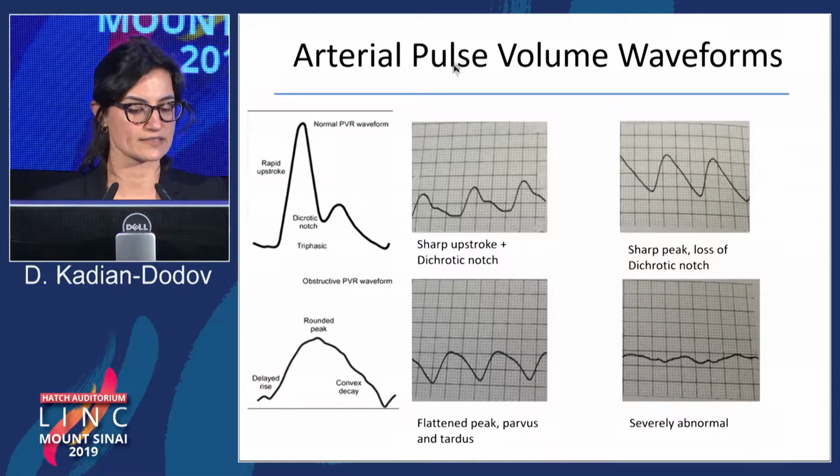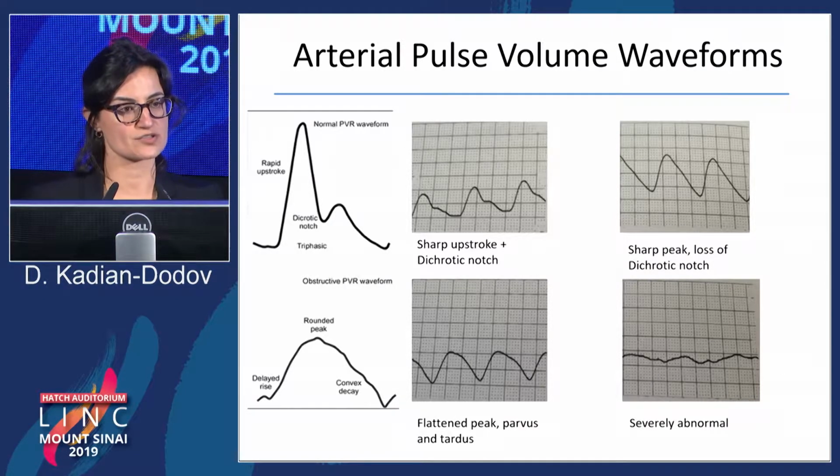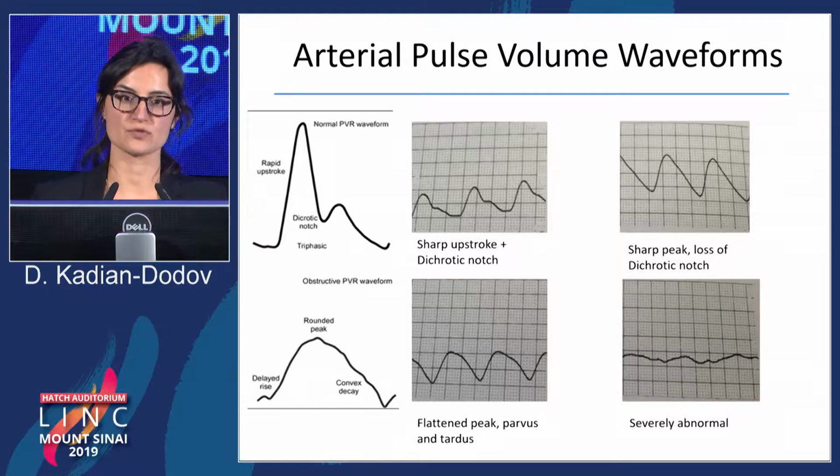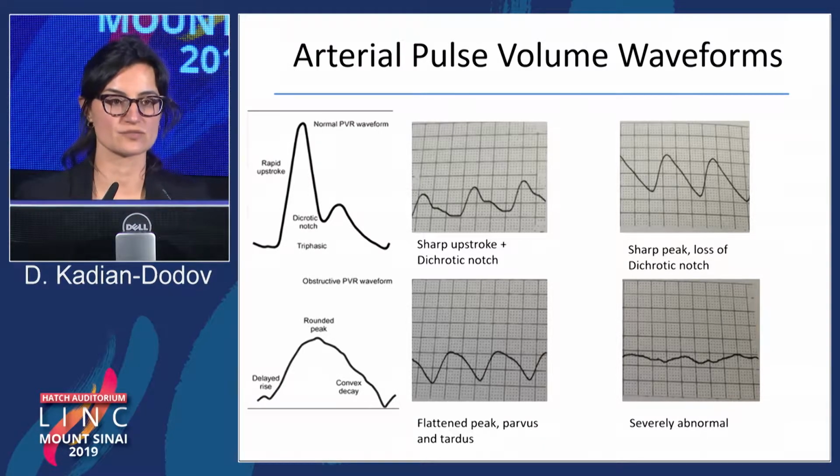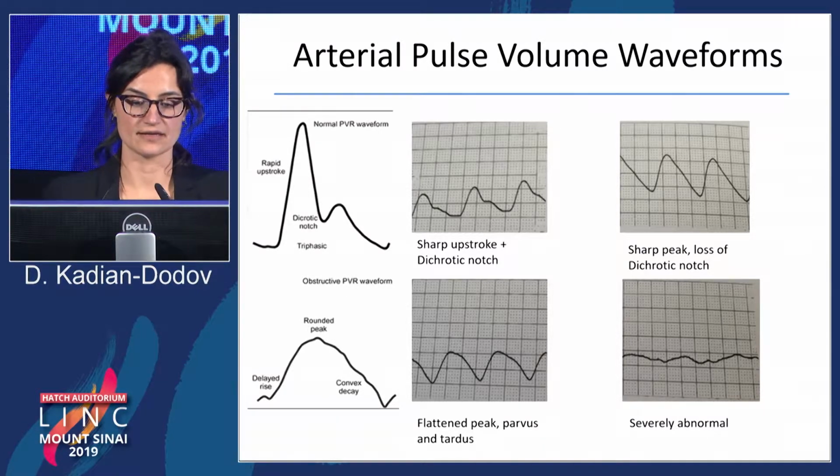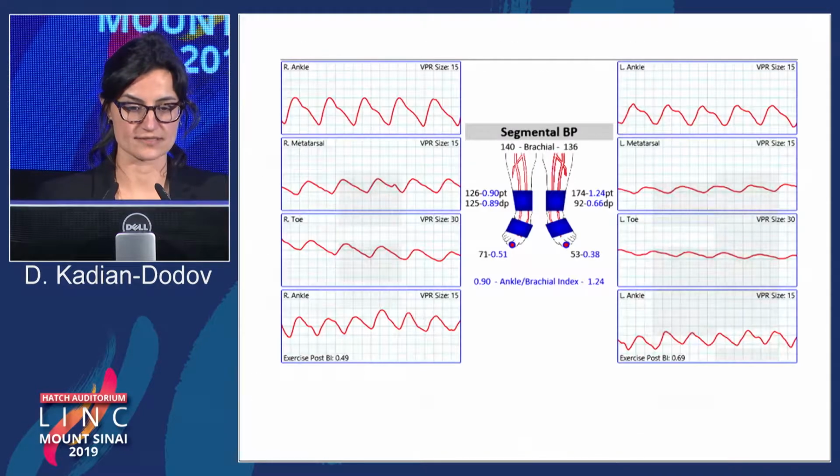This is triphasic. If you have disease or calcification, the first thing you're going to lose is the dicrotic notch. Then you'll get a parvus tardus waveform, and then it'll be severely abnormal. So you want to look at both the waveforms and the pressures when you're looking at your patient's ABI testing. The important takeaway is if they're discordant, pressure trumps waveform. Waveform is subject more to artifact and technical differences.